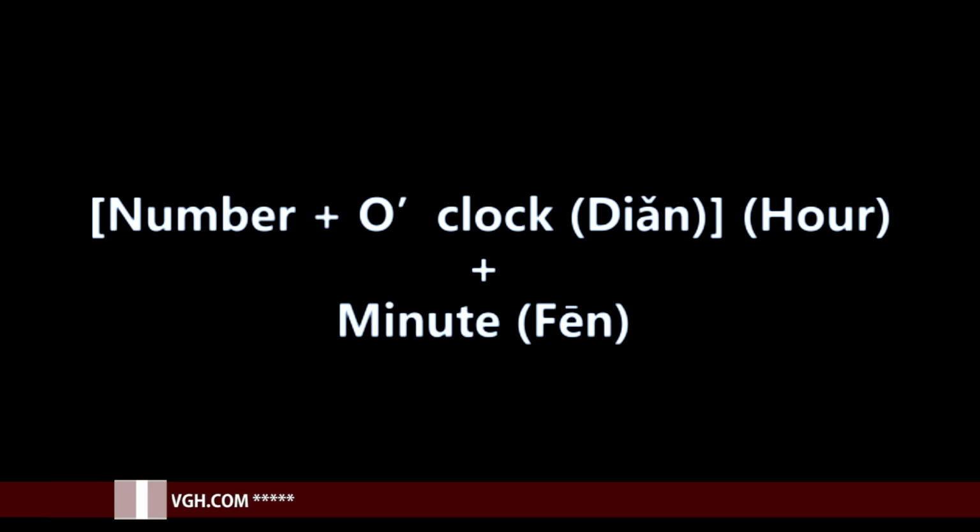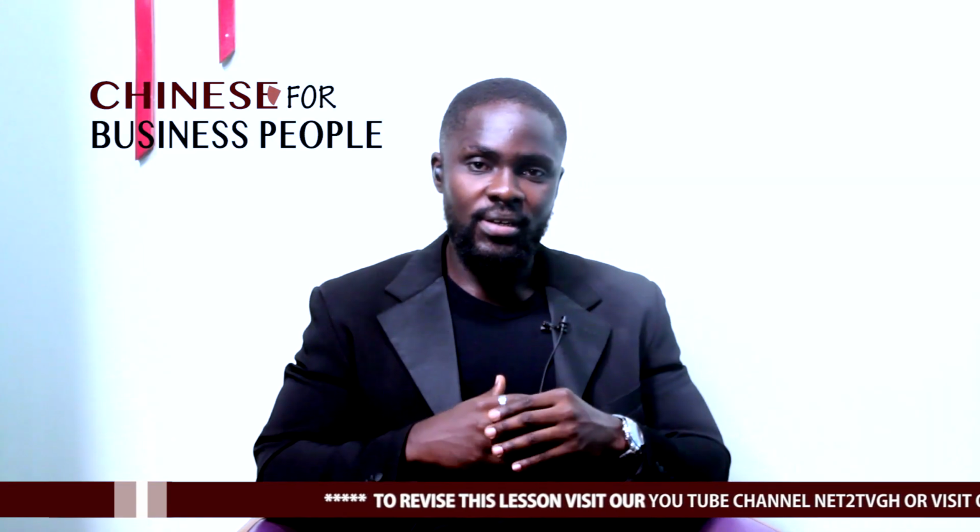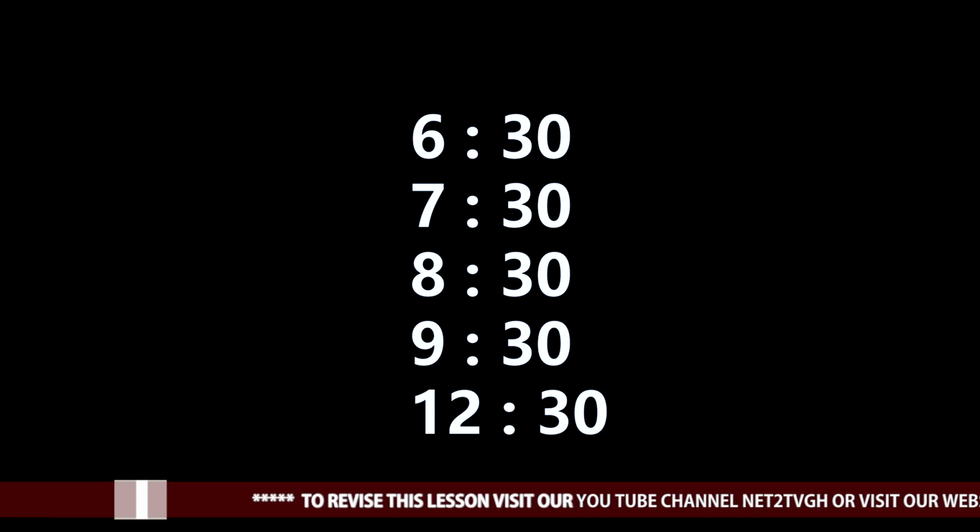San shi fen. Once again, the formula is the number plus dian, which gives you the hour, plus the minutes, which is 30, san shi fen. Or the number plus dian, giving you the hour, plus ban, which is half, for 30. It could go both ways. With the time displayed on your screen, let's practice. The first time is 6:30, then 7:30, 8:30, 9:30, and then 12:30.